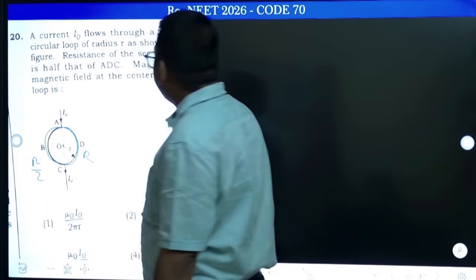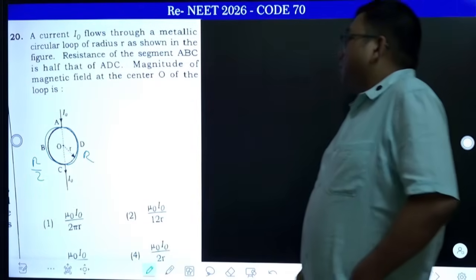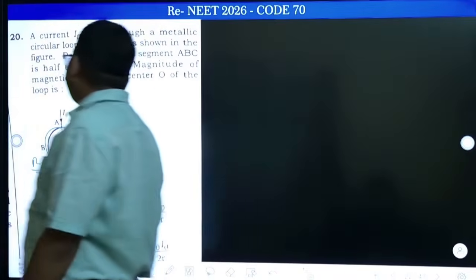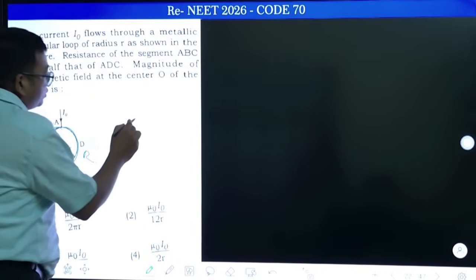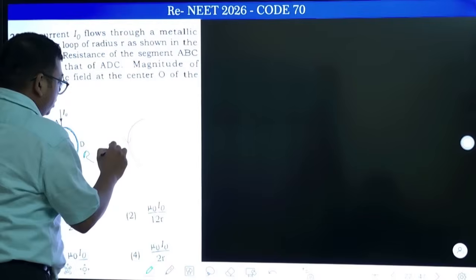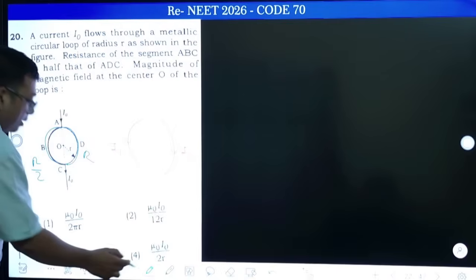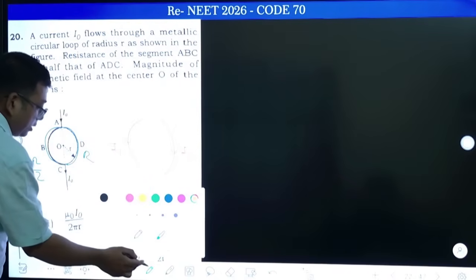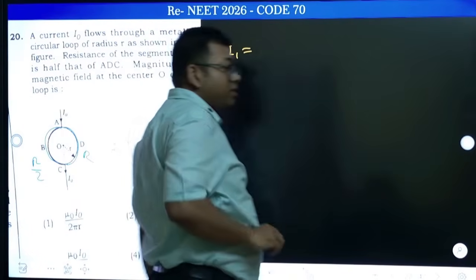Does the magnetic field depend on resistance? Definitely, because here the current will divide, right? You know how currents are divided. So on this side, let us say the current is I1, and on this side the current is I2. In parallel, how does current divide? Let us use the current division formula.